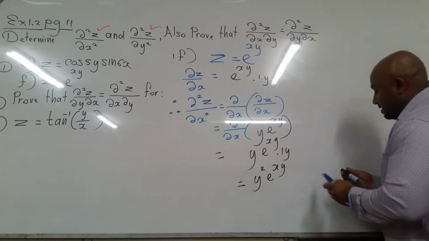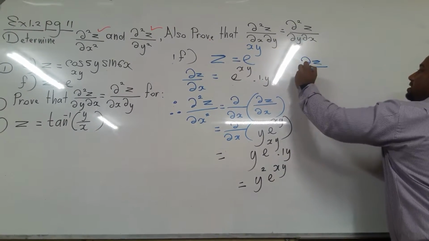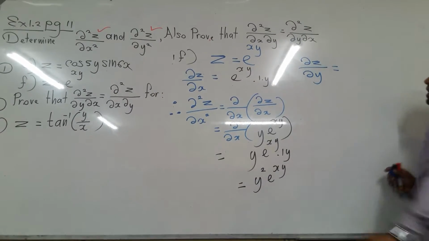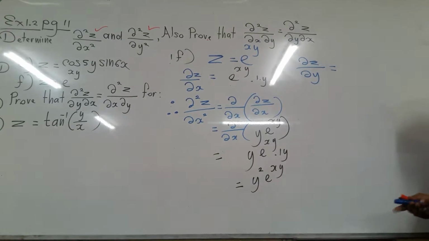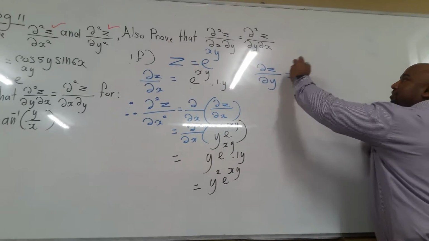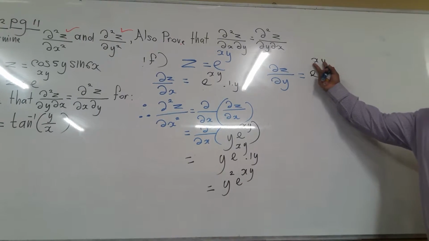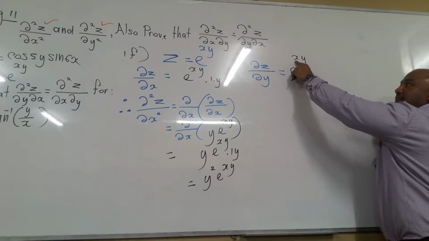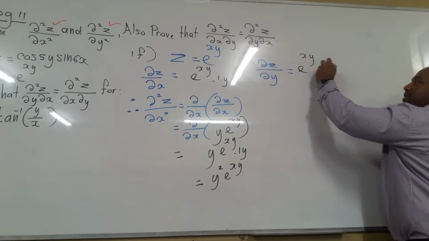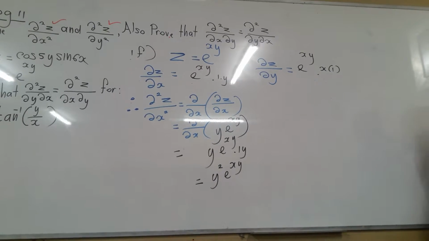Now let's find dz dy. So dz dy, we go back. We need to differentiate e to the power xy with respect to y. So the derivative will be e to the power xy times the derivative of xy with respect to y. So you treat x as a constant, so this will be x times 1.